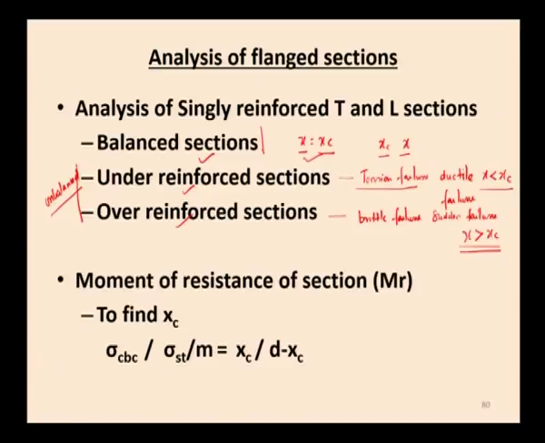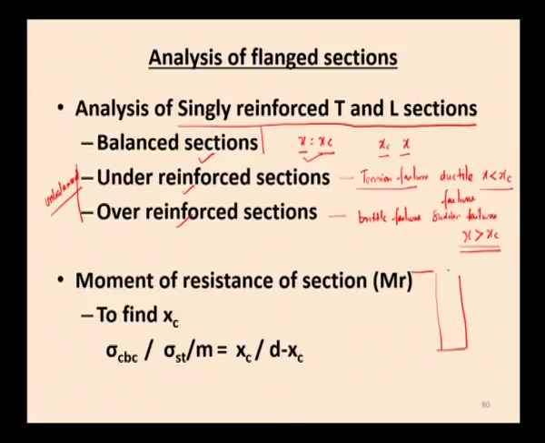Now, to find the moment of resistance of a singly reinforced T section. Singly reinforced means the section which is provided with reinforcement at the tension zone only. This is a T beam. This is the flange portion or slab portion, and this projected portion is called the web portion. If the beam is reinforced with reinforcement at the tension zone only, it is called a singly reinforced beam.